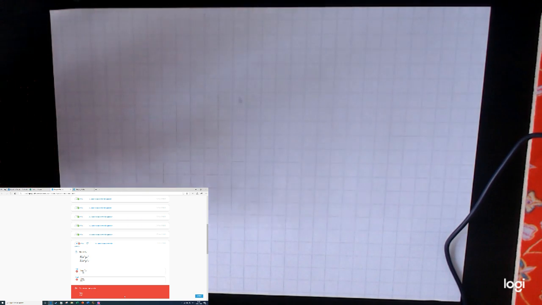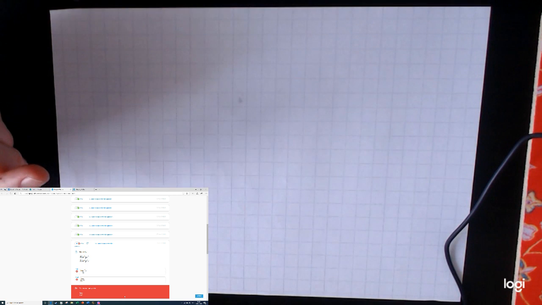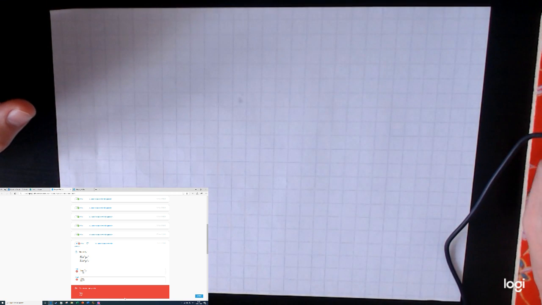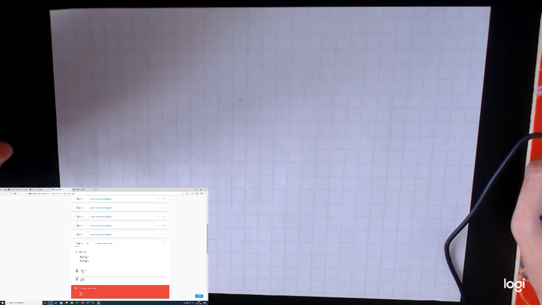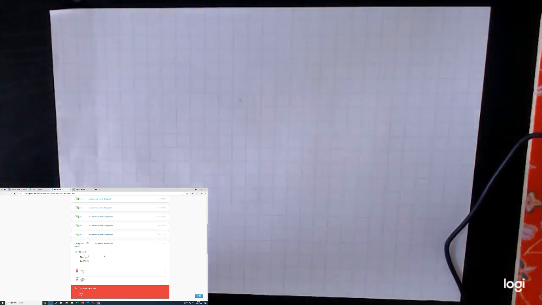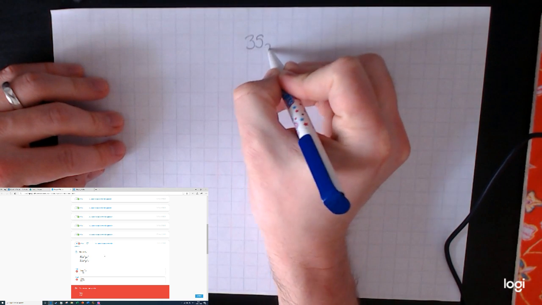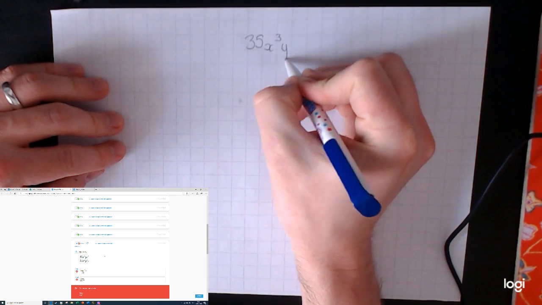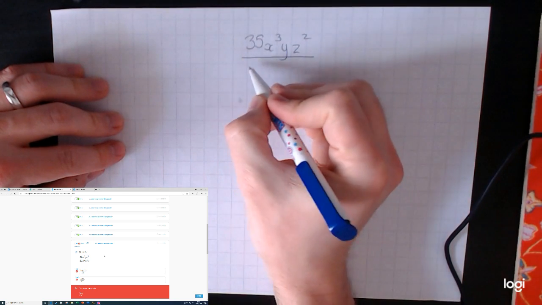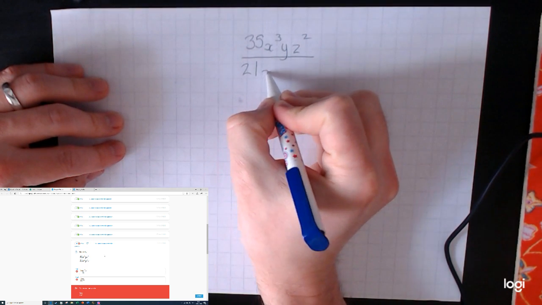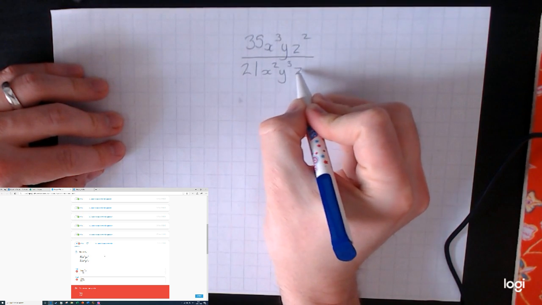And I think what's caught a lot of people out is ones like, if you can see it, hopefully you can see this in the bottom left. This is one Razvan's messaged me. And we're getting caught out on when it involves negative powers and where to put them. So the question that's on the board at the moment is 35 x cubed y z squared all divided by 21 x squared y cubed z.